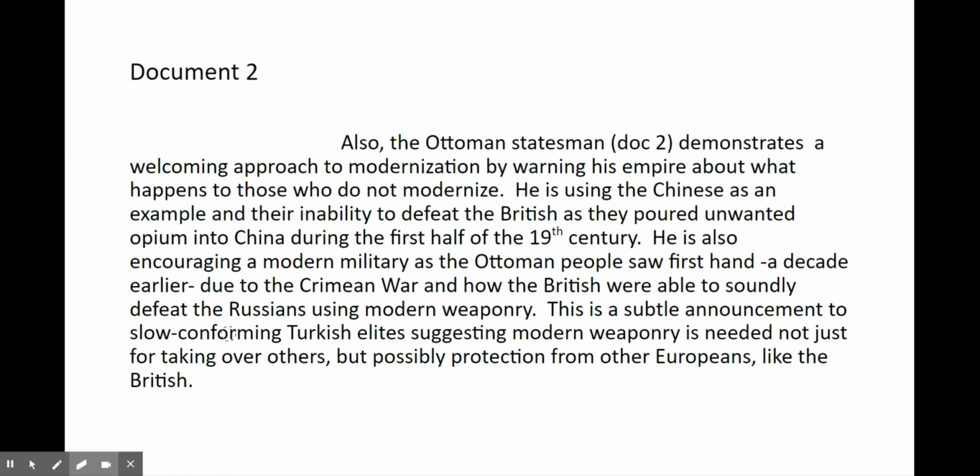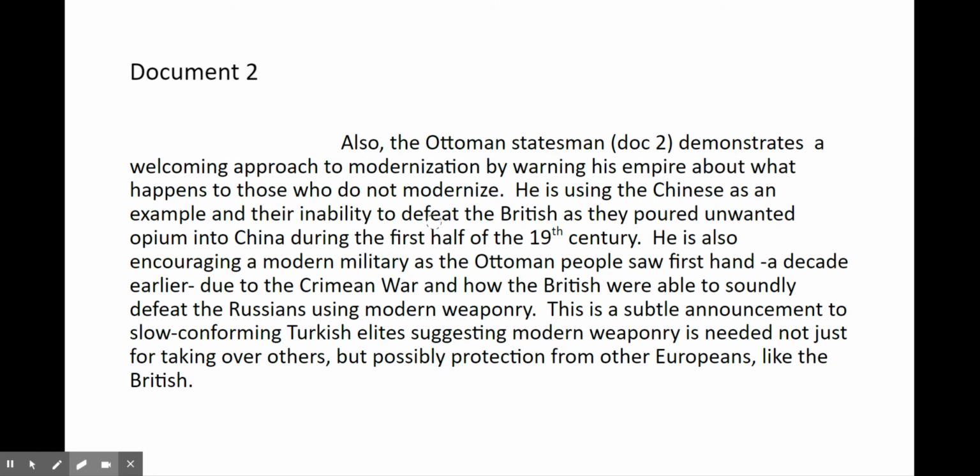Again, I'm not going to hide document 2. I let you know that I'm going to use it. Also, the Ottoman statesman (doc 2), don't hide it, demonstrates a welcoming approach to the modern. Notice that I'm not saying document 2 says, no, I'm using a story here. And here comes my "demonstrates." Ottoman statesman demonstrates a welcoming approach to modernization.